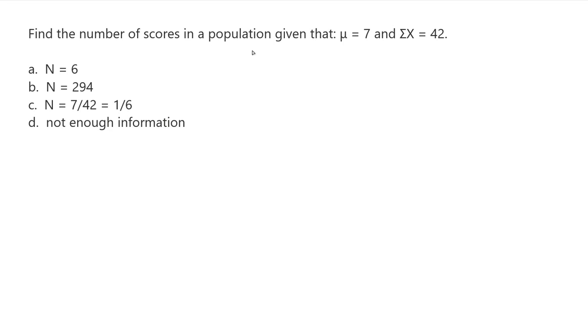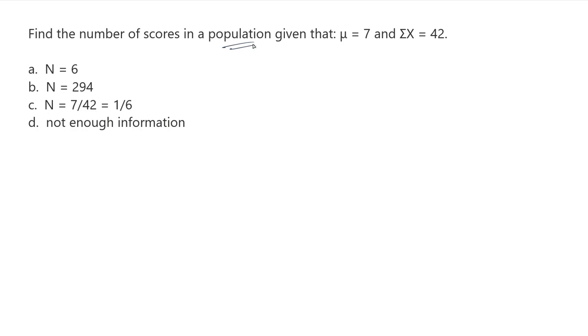Find the number of scores in a population, given that the population mean is 7 and the sum of my x values, the sum of my scores, is equal to 42. So either it's 6, it's 294, it's 7 divided by 42, which gives me 1 over 6 when I reduce that fraction, or I don't have enough information.